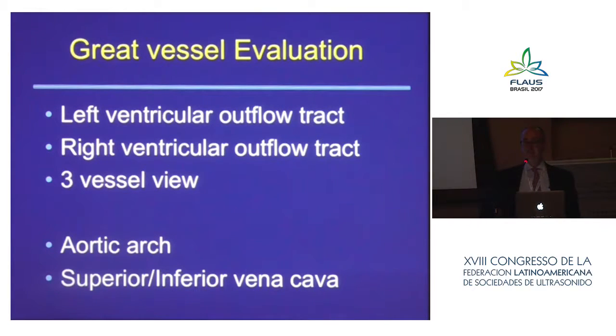Looking at the 4-chamber view is not enough, and we can really heighten our detection rate by extending the evaluation. So if we look at the left and right ventricular outflow tracts and the 3-vessel view, that's going to be very helpful. I'll show examples as we go on. The aortic arch is something that is a little bit more challenging to look at, especially in the 3rd trimester, and the superior and inferior vena cava are also something that can be helpful for us.